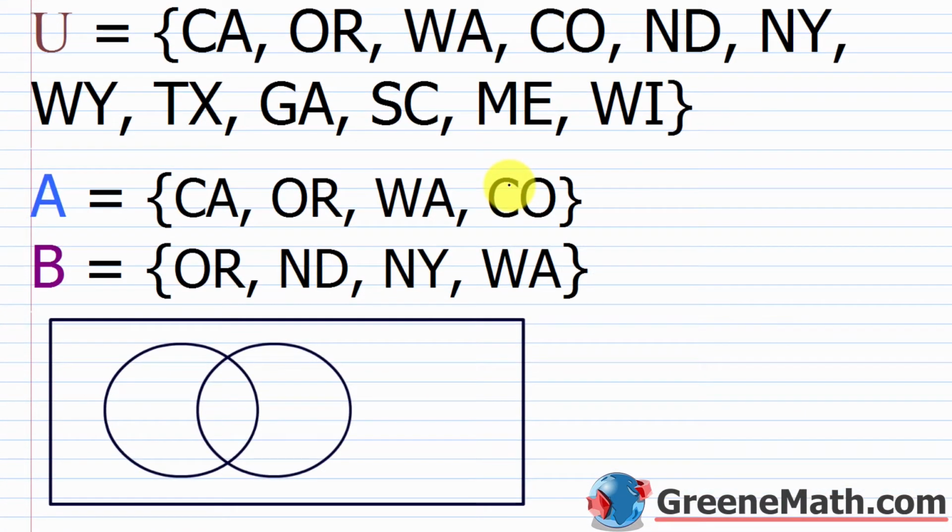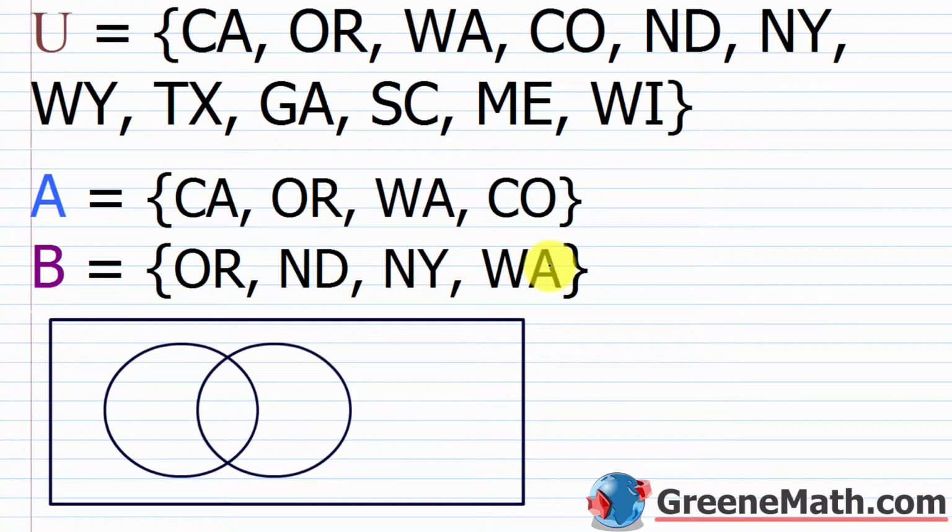All right, let's take a look at another one. So we have a universal set that contains California, Oregon, Washington, Colorado, North Dakota, New York, Wyoming, Texas, Georgia, South Carolina, Maine, and Wisconsin. Then I have a set A, which is a subset of set U, which contains California, Oregon, Washington, and Colorado. Then I have a set B, which again is a subset of set U, which contains Oregon, North Dakota, New York, and Washington.